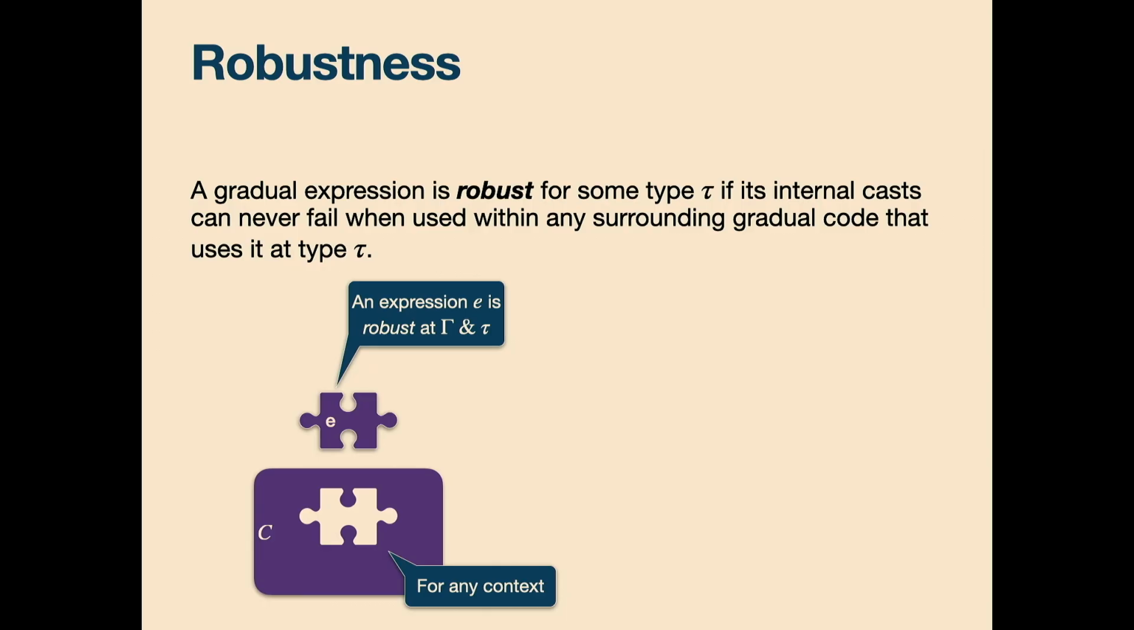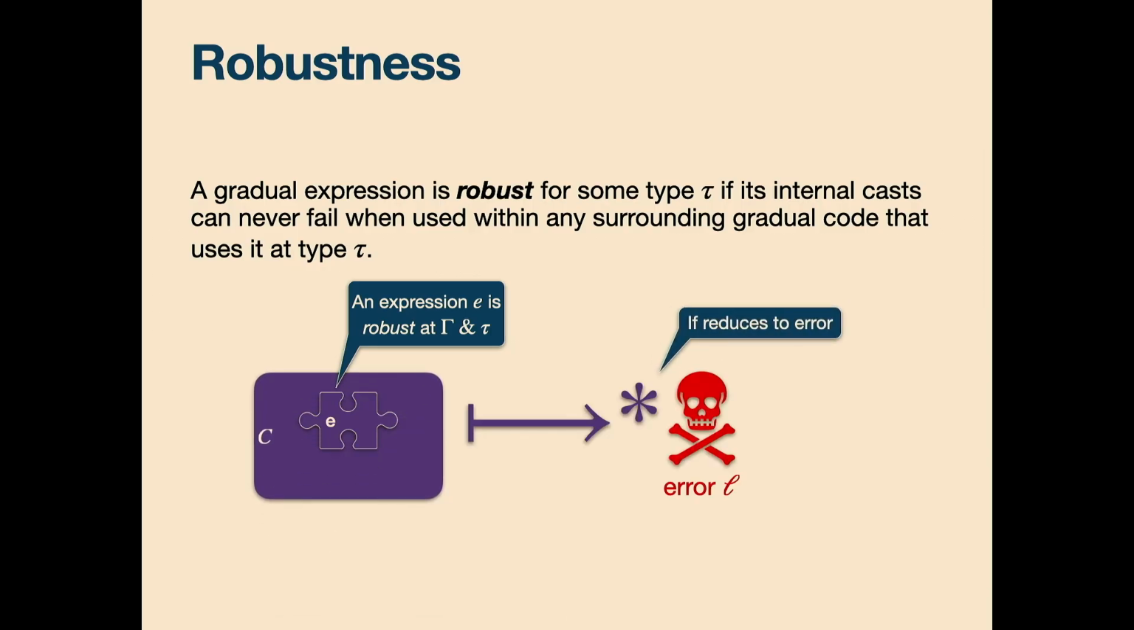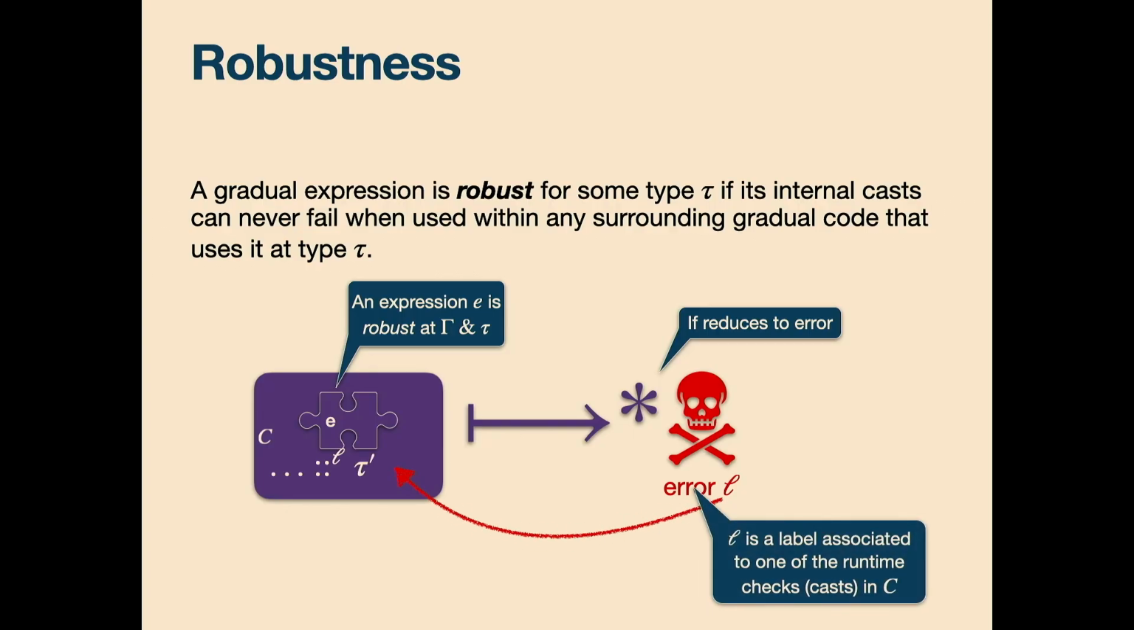With a hole, we embed this expression in this context. If this program reduces to an error with blame label L, then this location L must be associated with one of the runtime checks in the context and not in E, for any runtime error that you might have.